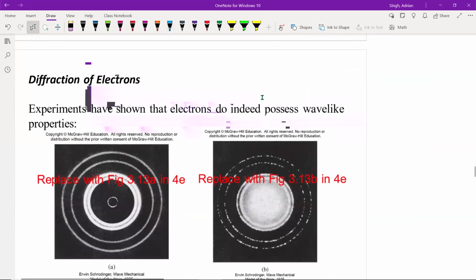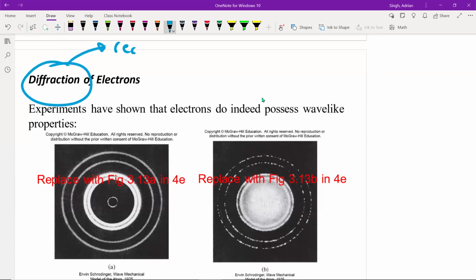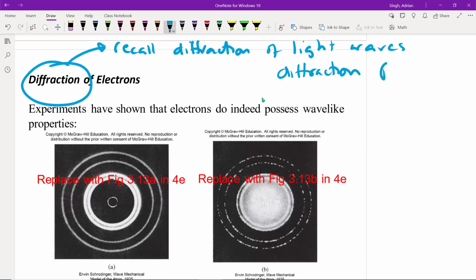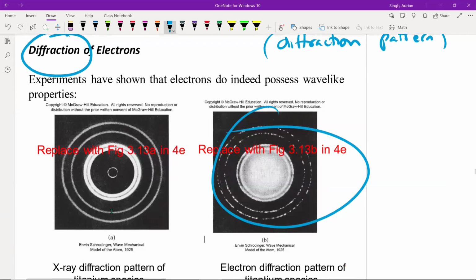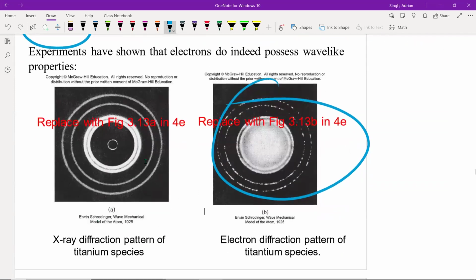The other simple experiment that helped show that particles can also possess wave-like characteristics is this whole idea of diffraction. We saw diffraction before, so recall diffraction of light waves or just regular waves. We saw the diffraction pattern. If we do a similar experiment with electrons, we actually see something very, very similar: alternating light and dark images. We see that with X-ray diffraction patterns as well.